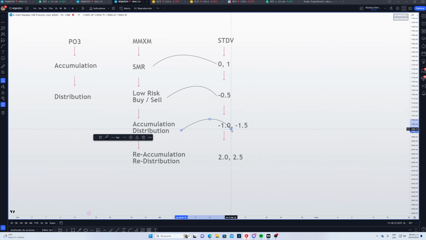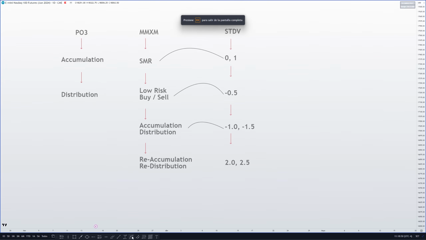Accumulation and distribution, or the silver bullet zone, is in the 1 and 1.5 deviation. Okay, but in the 1 and 1.5 deviation, you can find another level in a different case. You can find two accumulation or redistribution levels here. So in the 1 and 1.5 deviation you can find another reaccumulation. You can find the accumulation and another level for reaccumulation or redistribution.